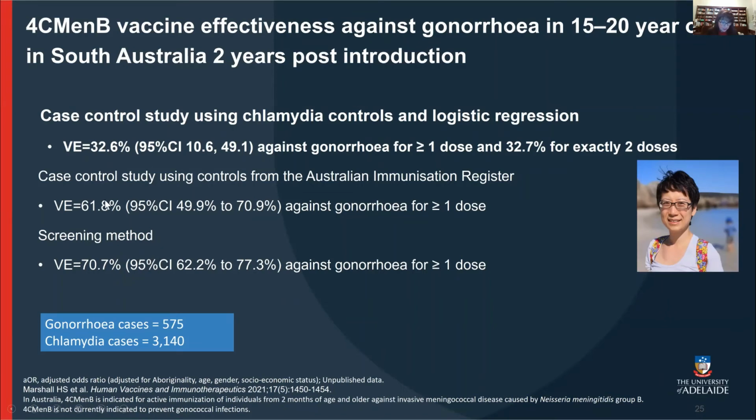But we really consider both these methodologies subject to bias and confounding, because we don't really have enough variables to be able to adjust adequately. So we really believe the primary analysis using chlamydia controls is more robust, and again is more consistent with the other studies.